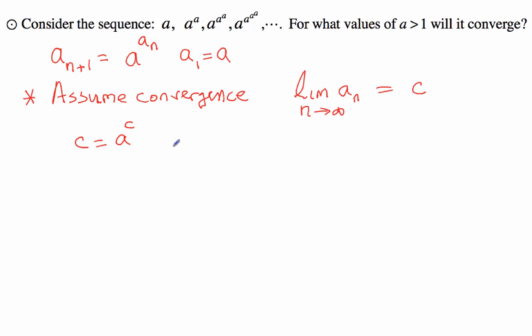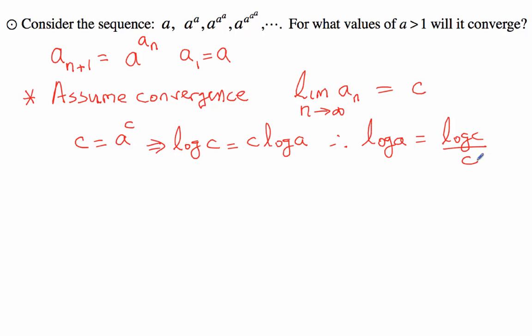Now take the logarithm of both sides, so we get the logarithm of c is equal to c log of a, and hence we have log of a is equal to log of c divided by c. And you could of course also write this as a is equal to e to the log of c over c. In order to understand what log of c over c is doing, let's plot the function f of x equals log of x divided by x.